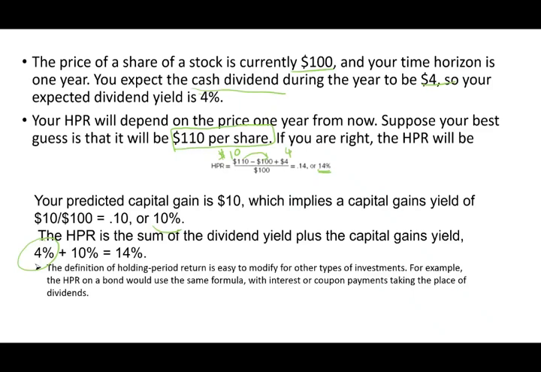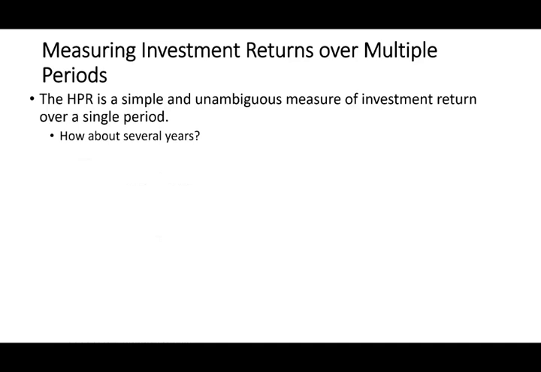Now, measuring investment return over multiple periods is a little bit more involved than a single period. Here, we looked at a single period. When we have more than one period, we're going to have to use a different measurement. Because think about it: I know how much I made in 1 year, 10%. Now, the following year, I might make 10% or something else. So I have to compute the return over 2 years, or it could be 3 years or 4 years. So over several periods, how do we do that?